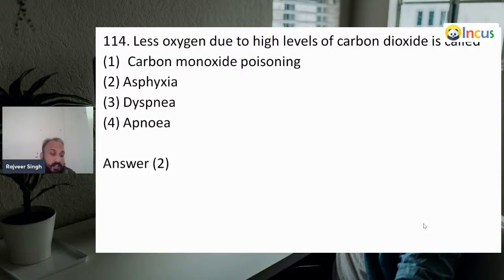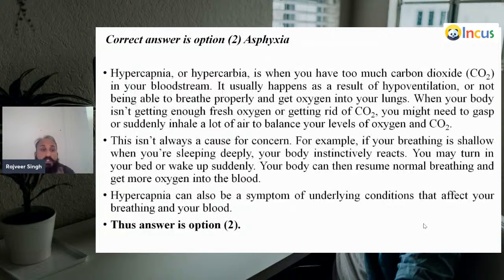Okay. Then after, next question about less oxygen due to high level of carbon dioxide is called: carbon monoxide poisoning, asphyxia, dyspnea, and apnea. So answer will be asphyxia, because hypercapnia, or hypercarbia, is when you have too much carbon dioxide, CO2, in your bloodstream.